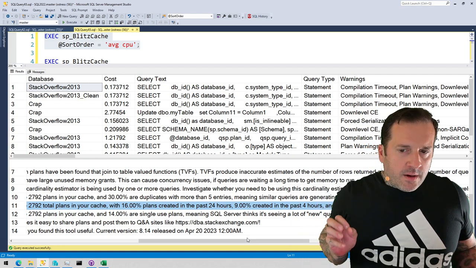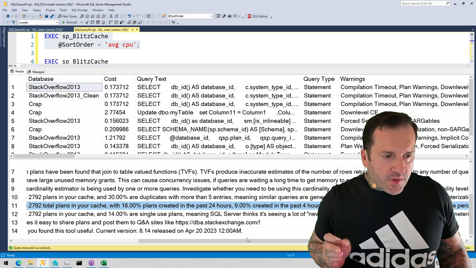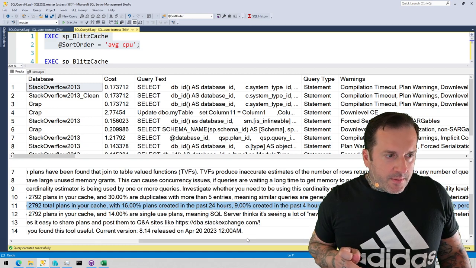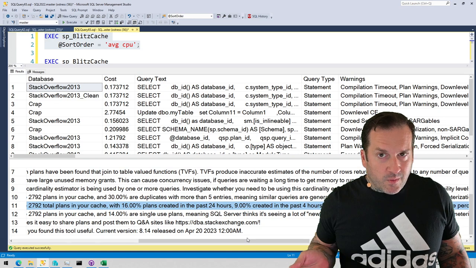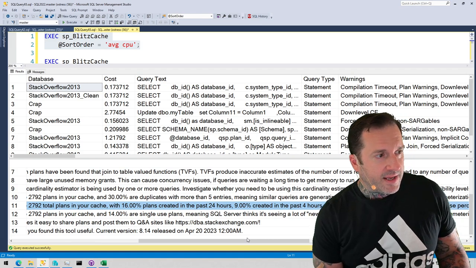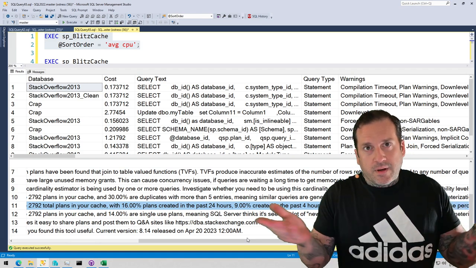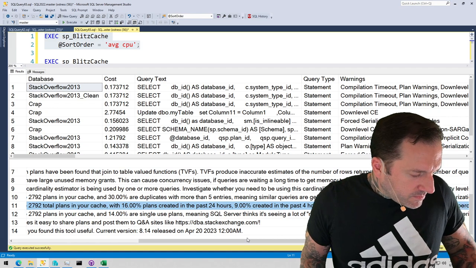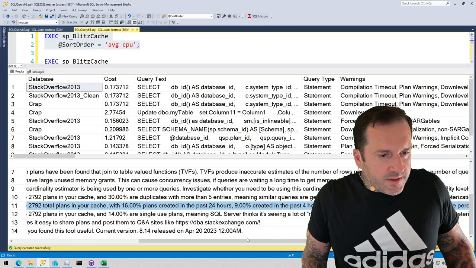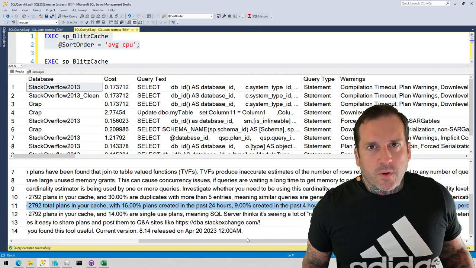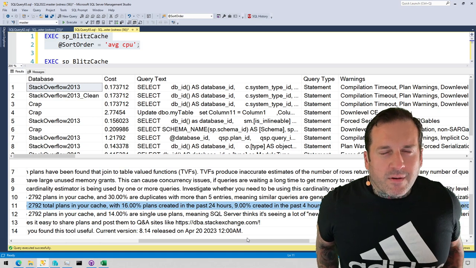The thing is, sometimes when you sort by average CPU, you find stuff that doesn't matter a lot. It might only execute once a day. It might execute once a night. It might be some background task that doesn't really have any impact on end users, aside from the fact that it took up resources that the end users could have used while the query was running. And that can be a little frustrating, especially if you're working with people who can't point you to which queries they want fixed. It's up to you to go and find them.